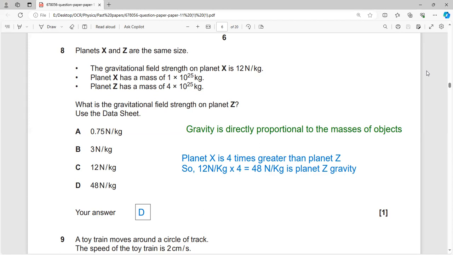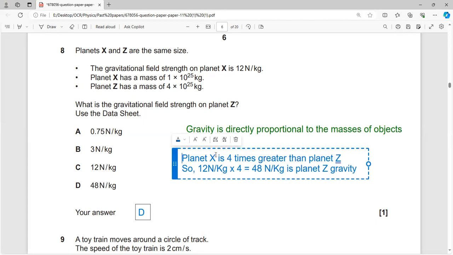The gravitational field is directly proportional to the masses, or the product of the masses of the objects, and inversely proportional to the square of the distance between them. So we're going to use this formula of gravity. The gravitational field is directly proportional to the product of masses of the objects. So if planet Z is 4 times greater than planet X, here I'm going to change this value, so that's going to be planet Z.